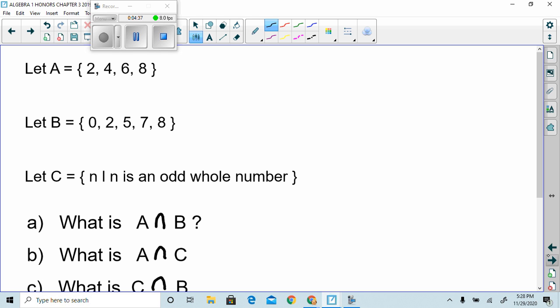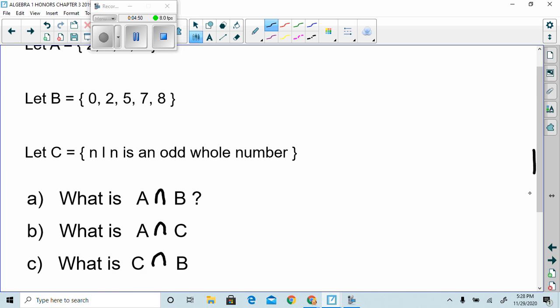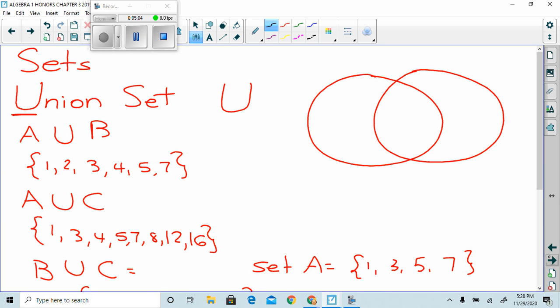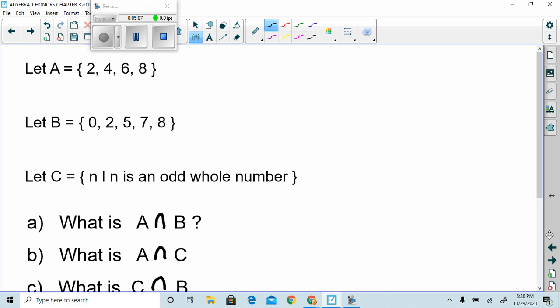Looking at my next set, set A is 2, 4, 6, and 8, and set B is 0, 2, 5, 7, and 8, and set C is a set such that N is all odd whole numbers. Let's take a look at the intersection of A and B, intersection of A and C, and the intersection of C and B. Tell me where they coordinate? Where do they cross? What do they have in common? And as we go over those in class today, we'll talk a little bit more about these two important types of set notations, the intersection and the union.